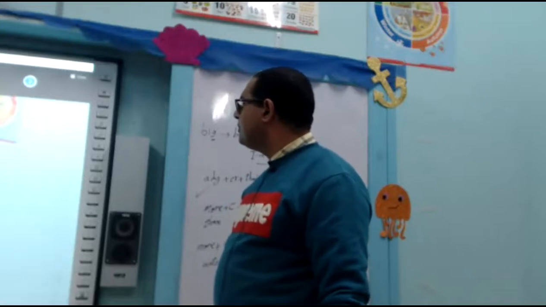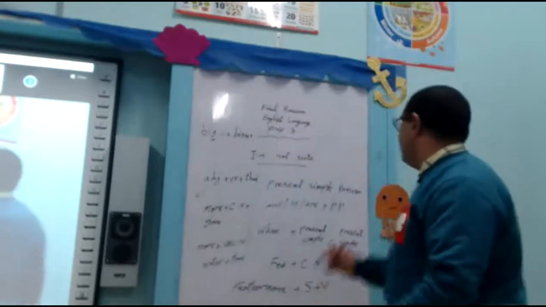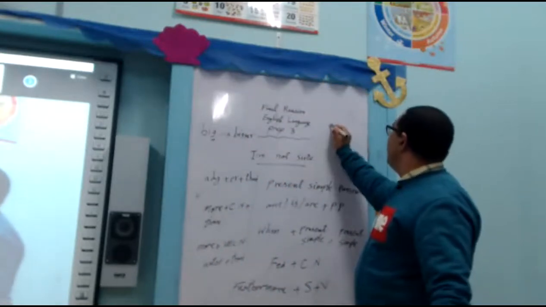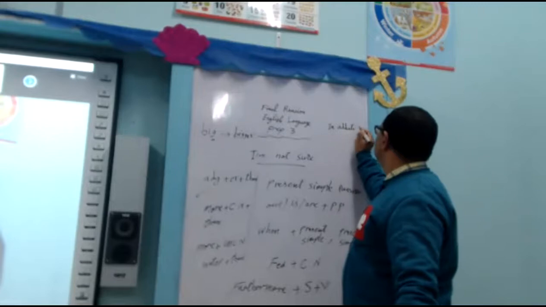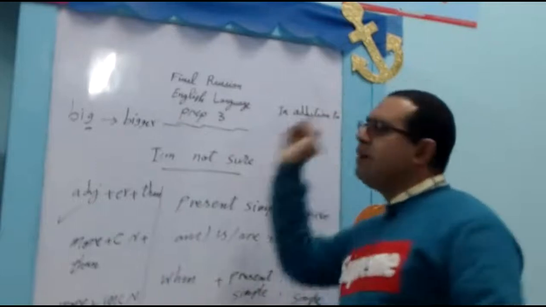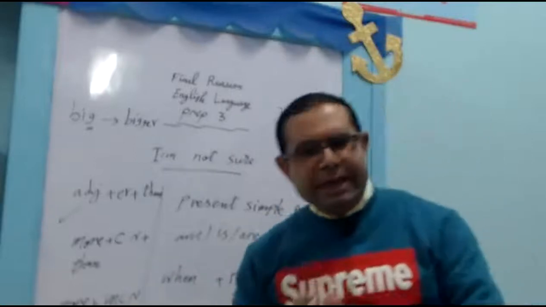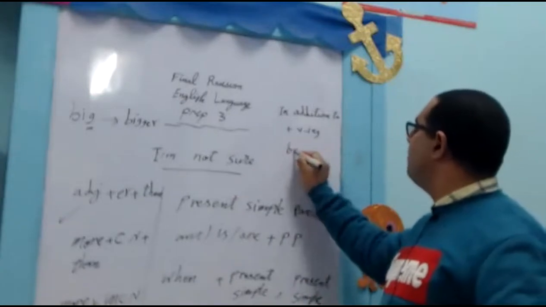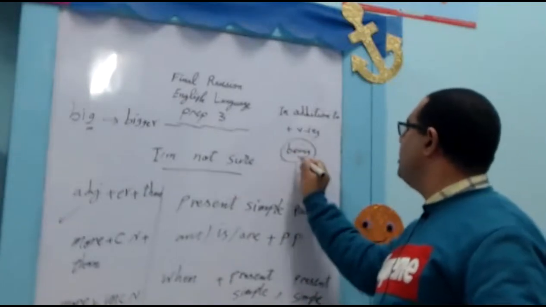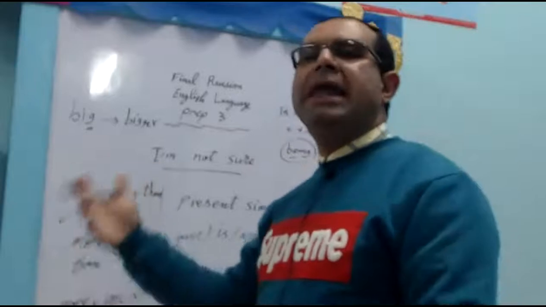I get confused between in addition to and furthermore. It's a good question. In addition to should be followed by a verb in ing. For example, in addition to being polite, she is clever. Here, in addition to is followed by the verb being, so verb plus ing. In addition to playing tennis, I play football.